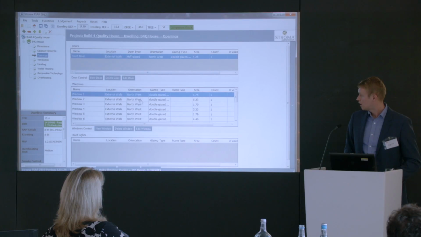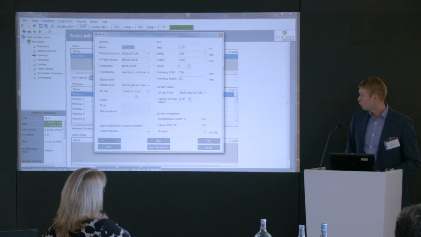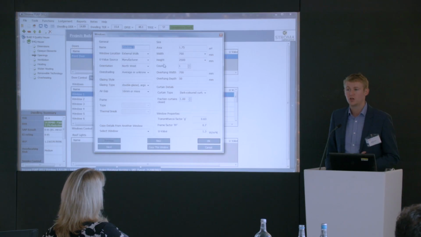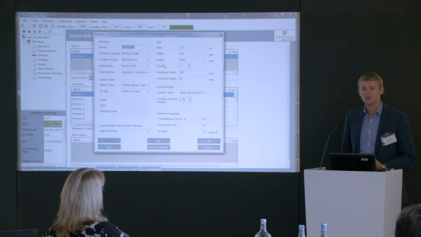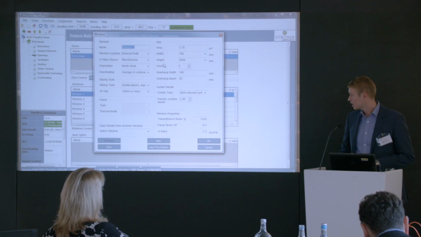With windows, I'll give you an idea of what can have an impact and what will have an impact. Obviously, orientation is a big one. If you've got a south-facing window, you're going to get a lot more solar gain. That'll reduce your heating demand and potentially make it easier to comply.